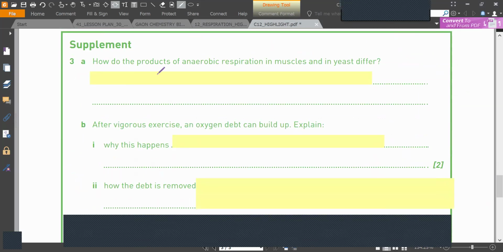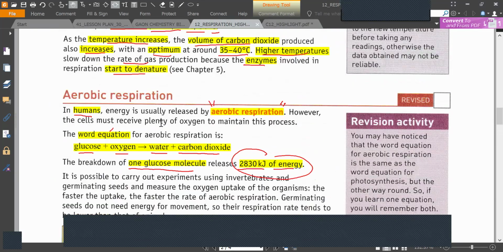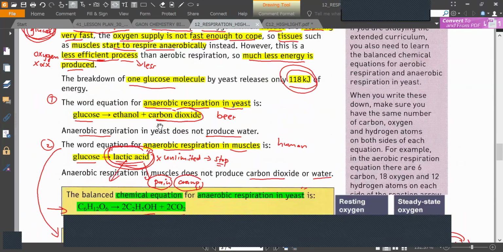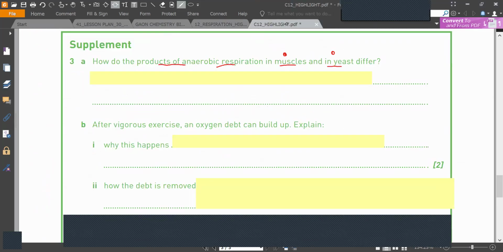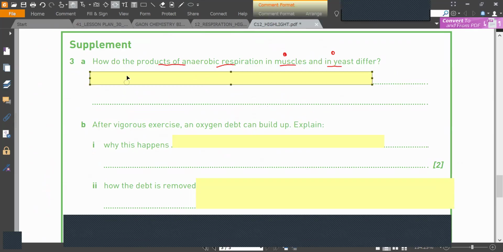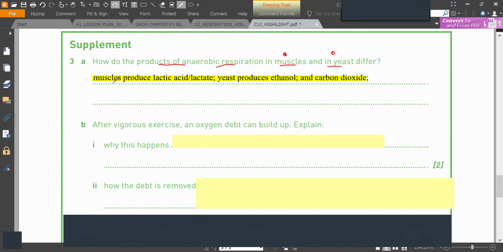Next. How do the products of anaerobic respiration in mussels and yeast differ? So in yeast, glucose produces ethanol and carbon dioxide. In muscles, glucose produces lactic acid. So this is the main difference. Muscles produce lactic acid, yeast produce ethanol and carbon dioxide.